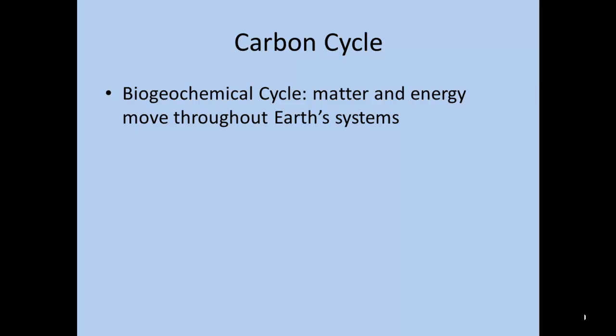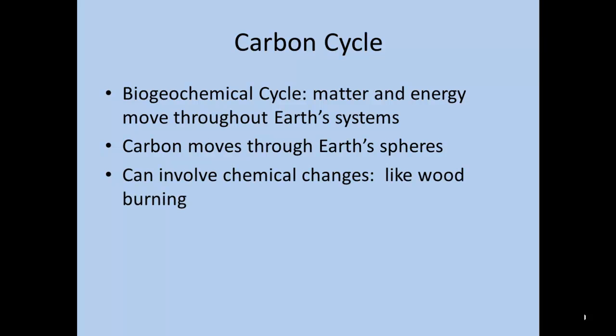The first thing about the carbon cycle is that it will move through all of the Earth's spheres. Actually, it'll move through the biosphere, atmosphere, and hydrosphere. Remember that the biosphere is where we actually live, and plants change carbon dioxide into oxygen, and that the atmosphere is where the gases are held and it protects us from the Earth, and the hydrosphere is all the water on this planet. As carbon changes and goes from one step to another, it might involve chemical changes.